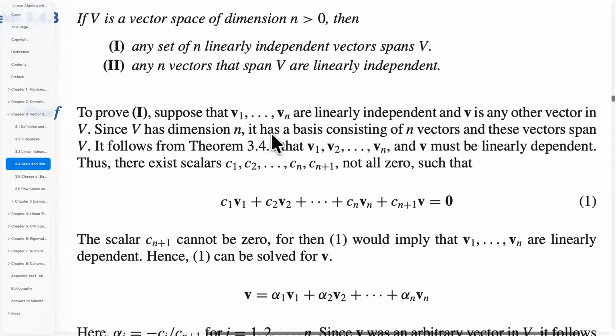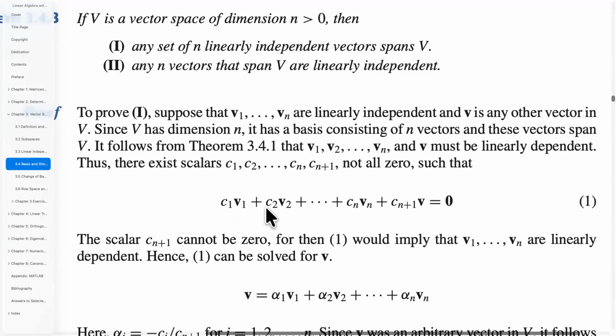So we know, according to our previous theorem, because we already know V has dimension n, there exists a basis of V that is independent, and this basis of n vectors already spans V. Then we consider V1 to Vn and this V.